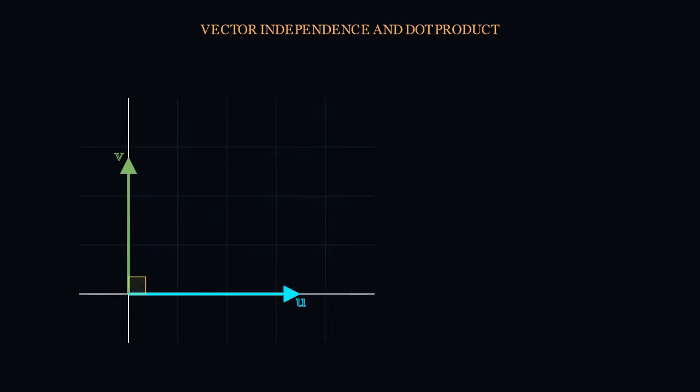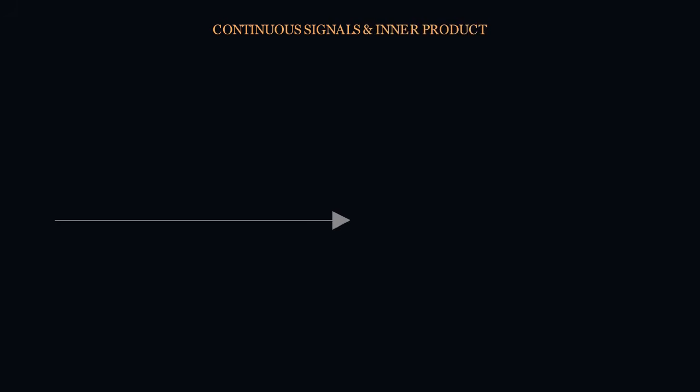In basic geometry, 2 vectors are independent if they are perpendicular, meaning their dot product is exactly 0. Mathematically, for 2 vectors u and v, the dot product is the sum of their corresponding components multiplied together. If this sum equals 0, any movement along vector u tells us absolutely nothing about our position along vector v. They are orthogonal, completely independent.